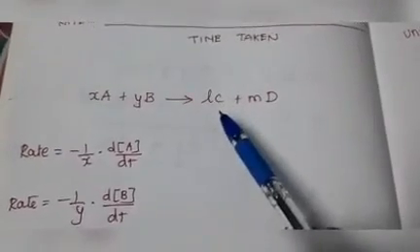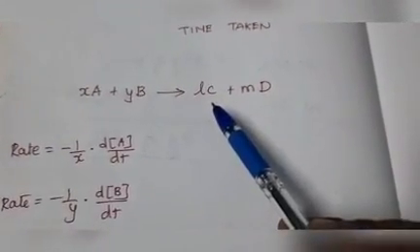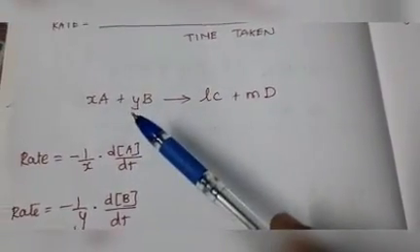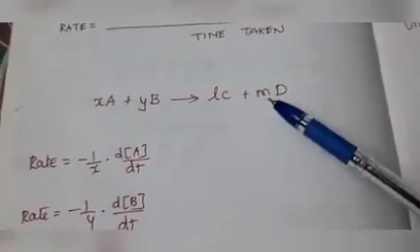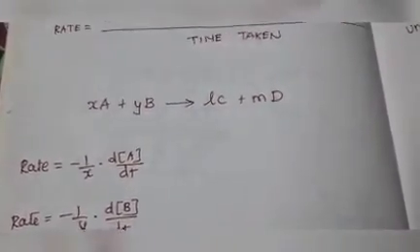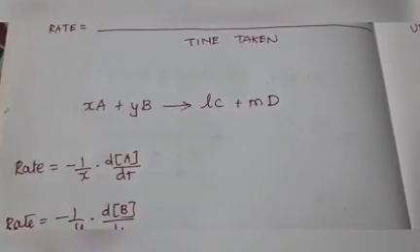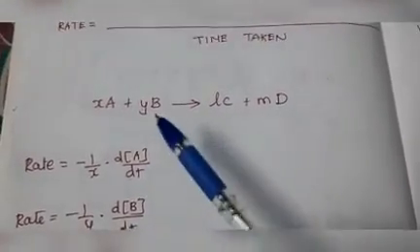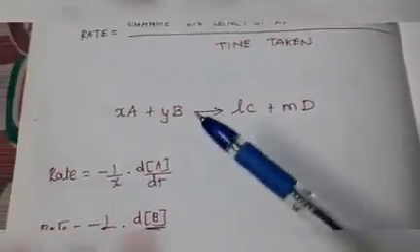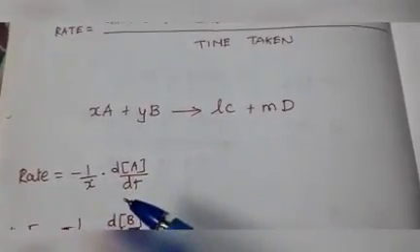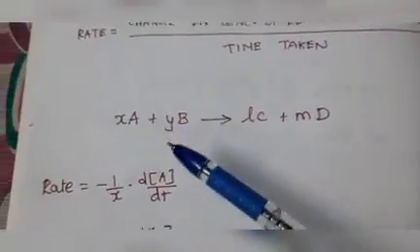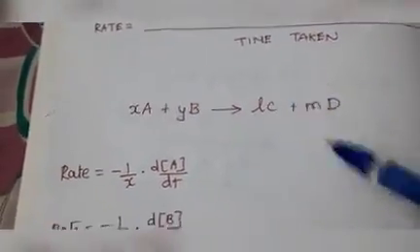So this is one common equation: xA plus yB gives lC plus mD. A and B are called reactants and C and D are called products. A and B react to convert into C and D. The remaining x, y, l, m are called stoichiometric coefficients. That is simply the number of A, number of B, number of C and number of D.